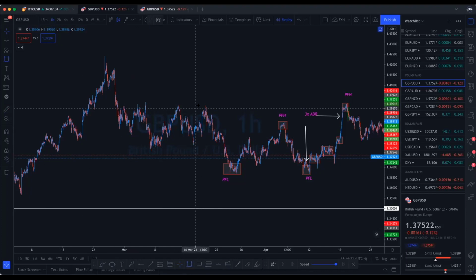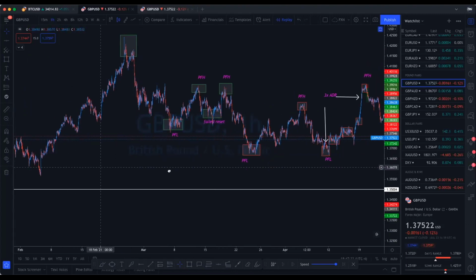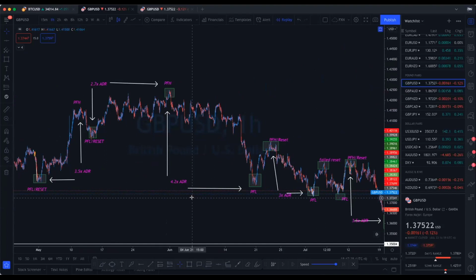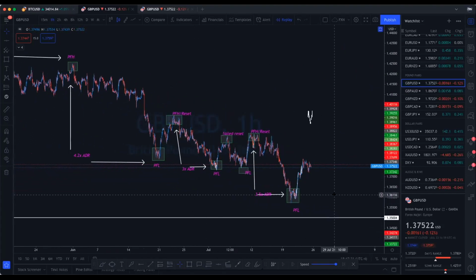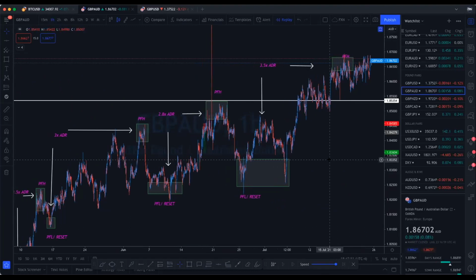So you can literally start to point this out. You can just keep going with it, and it's incredible. Once you start doing this, you will never look at it in a different way. So this leads me to the ADR and directional bias.